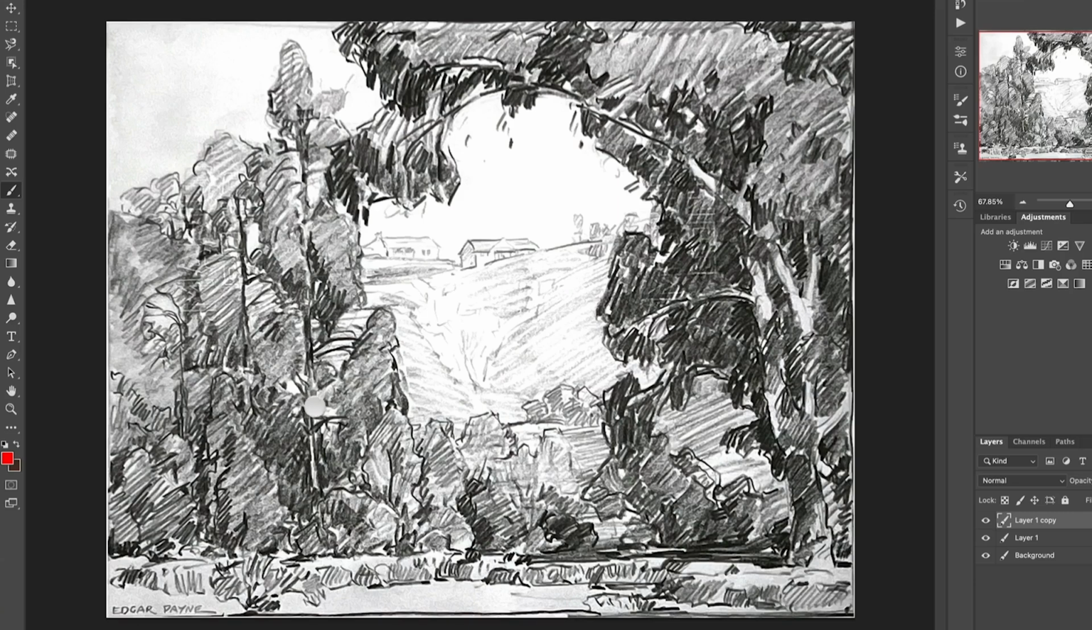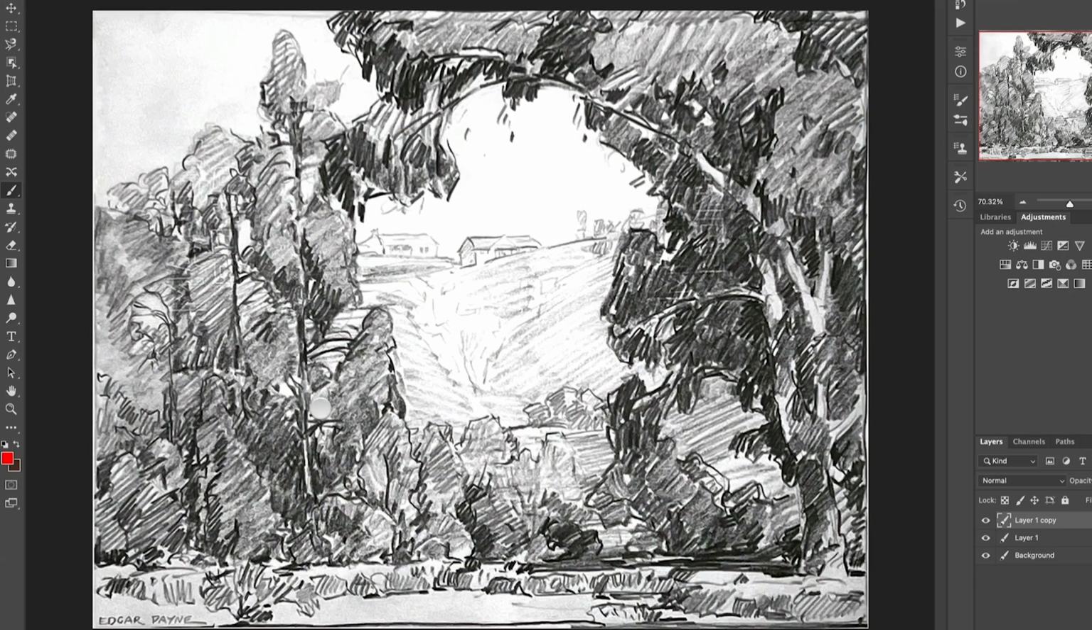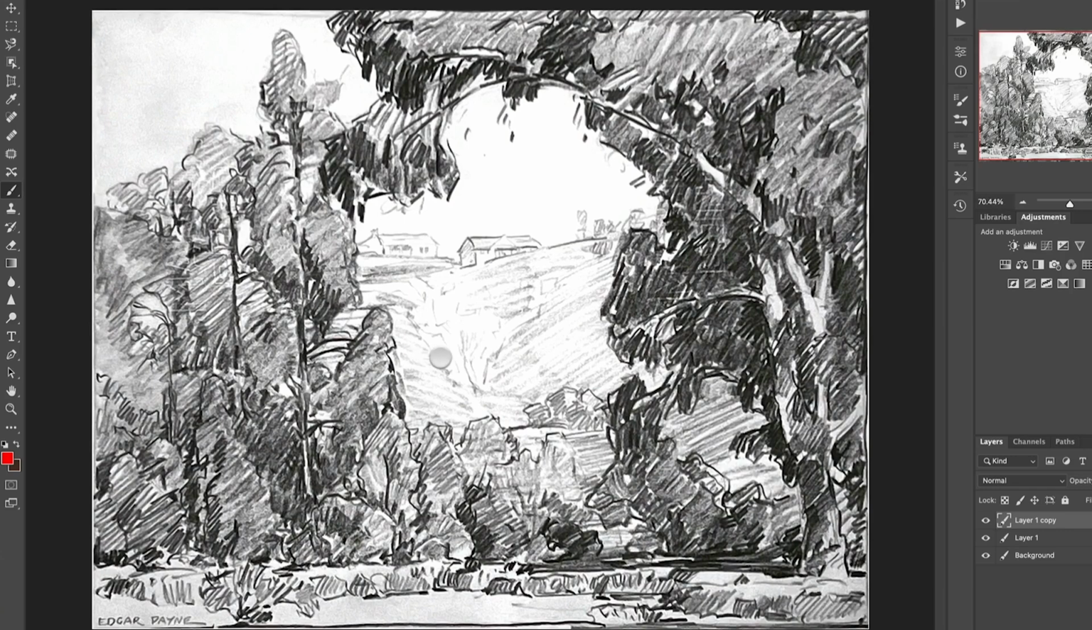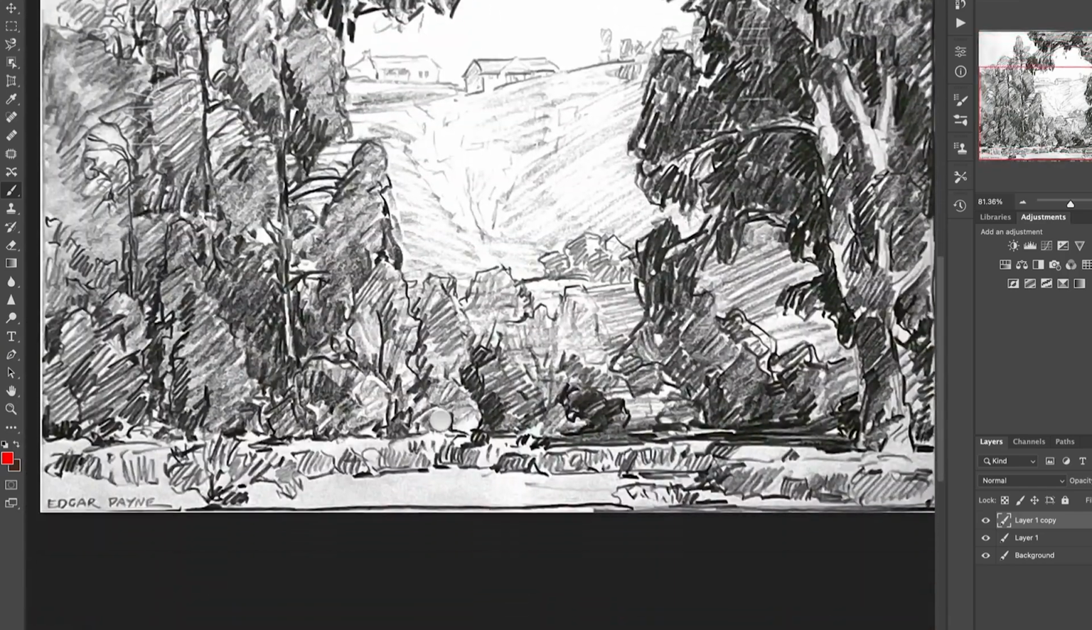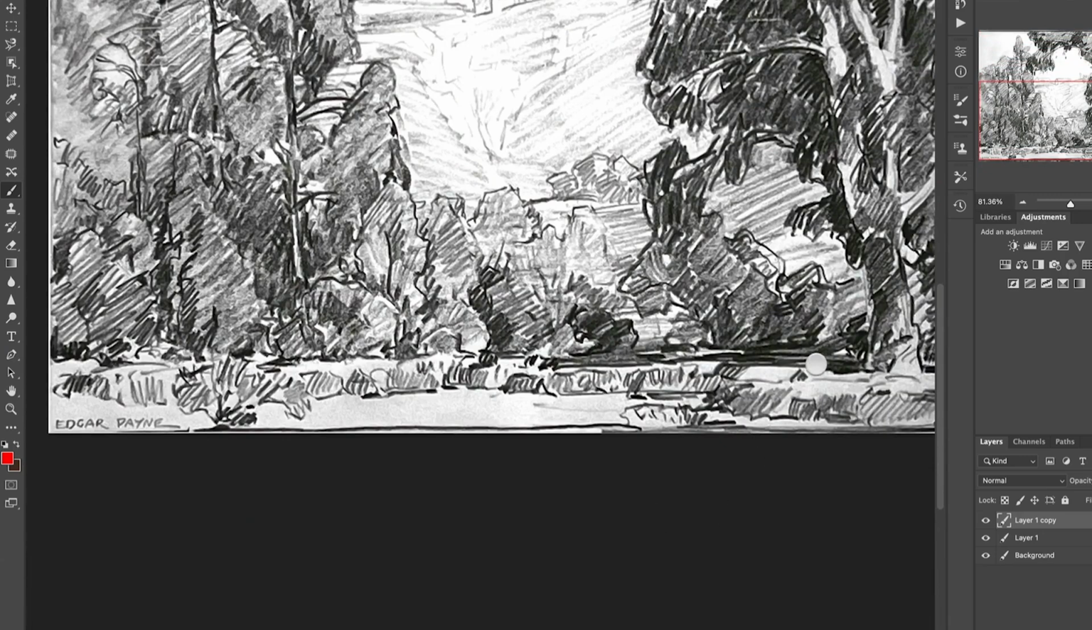Let's just focus primarily on this. This is one of Edgar Payne's drawings, and I'd like to call your attention to how he handled, very simply, because this is a low horizon, a low vantage point, his entrance into his composition.